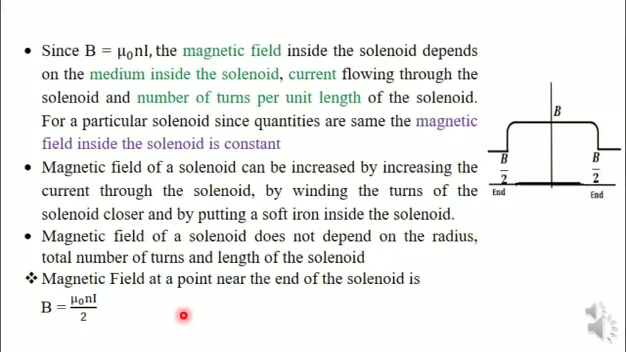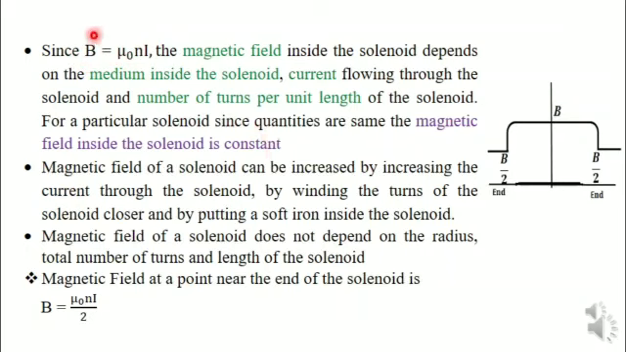Since the magnetic field induced inside the solenoid is B equals mu 0 n i, the magnetic field inside the solenoid depends on the medium inside the solenoid, the current flowing through the solenoid, and the number of turns per unit length of the solenoid. For a particular solenoid, since these quantities are the same, the magnetic field inside the solenoid is constant.